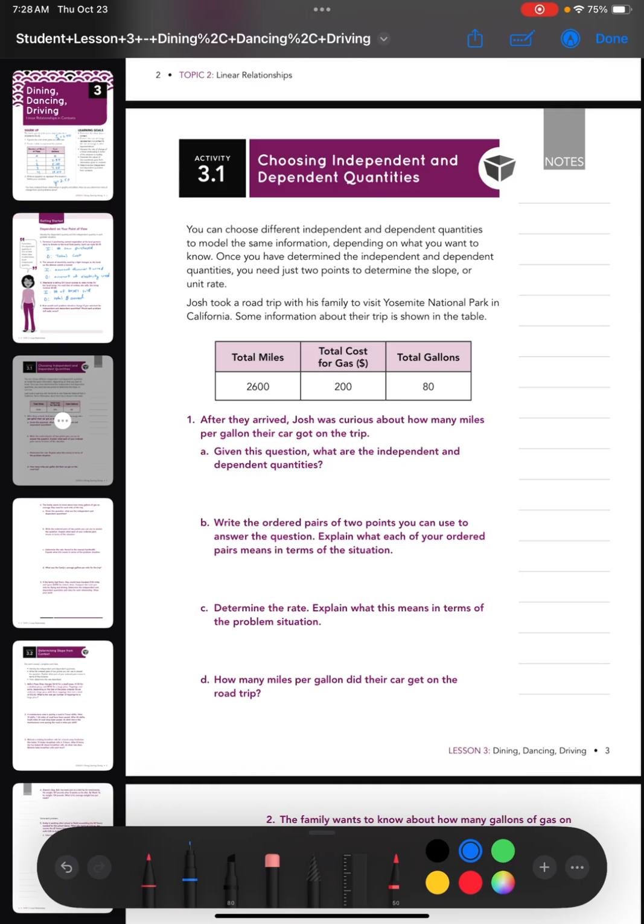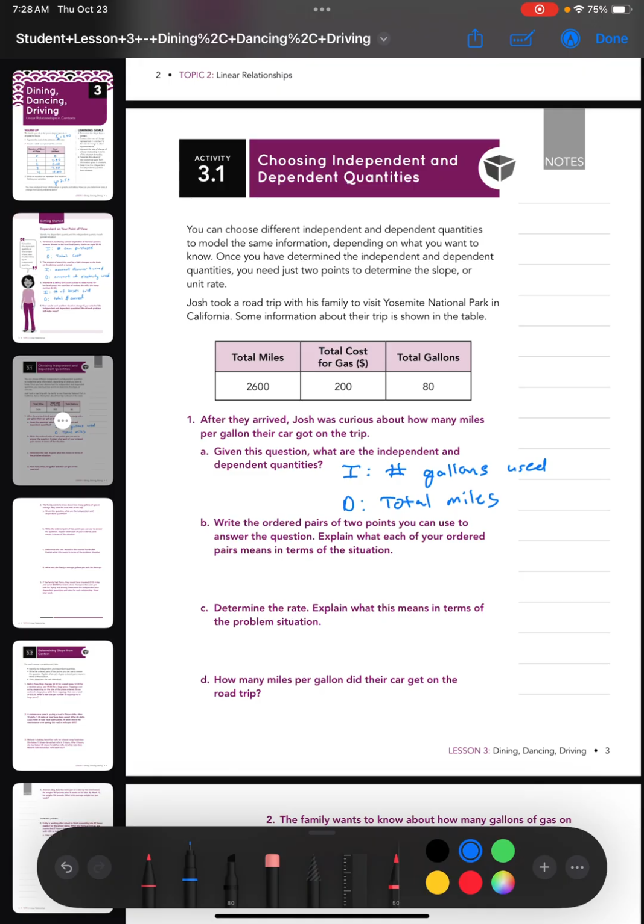So it says after they arrived, Josh was curious about how many miles per gallon their car got on the road trip. So given this question, what would be the independent dependent quantity? So miles per gallon, our independent quantity in that case would be the number of gallons he uses. And our dependent quantity would be his total cost. Or sorry, total number of miles. Reading the wrong question. Total miles. Good. So independent quantity, again, going back, make sure we understand that. Independent quantity would be his total number of gallons he used. Dependent quantity would be the total number of miles he's traveled.